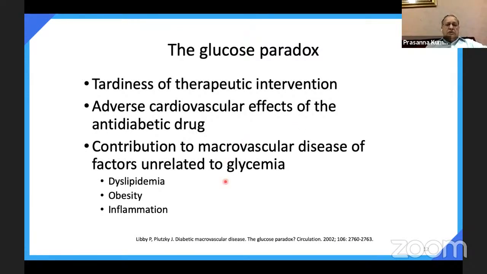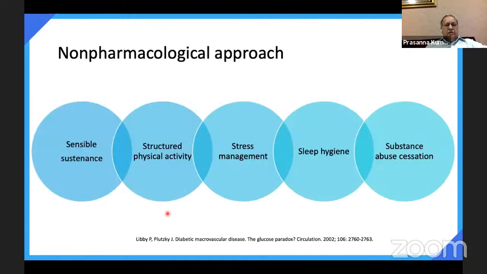Contributions to macrovascular disease are related to glycemia, as I said, obesity, cholesterol, and inflammation. Today we know one of the important causes of macrovascular disease is inflammation as such. So the non-pharmacological therapies are sensible sustenance, structured physical activity, stress management, sleep hygiene, and substance abuse cessation.